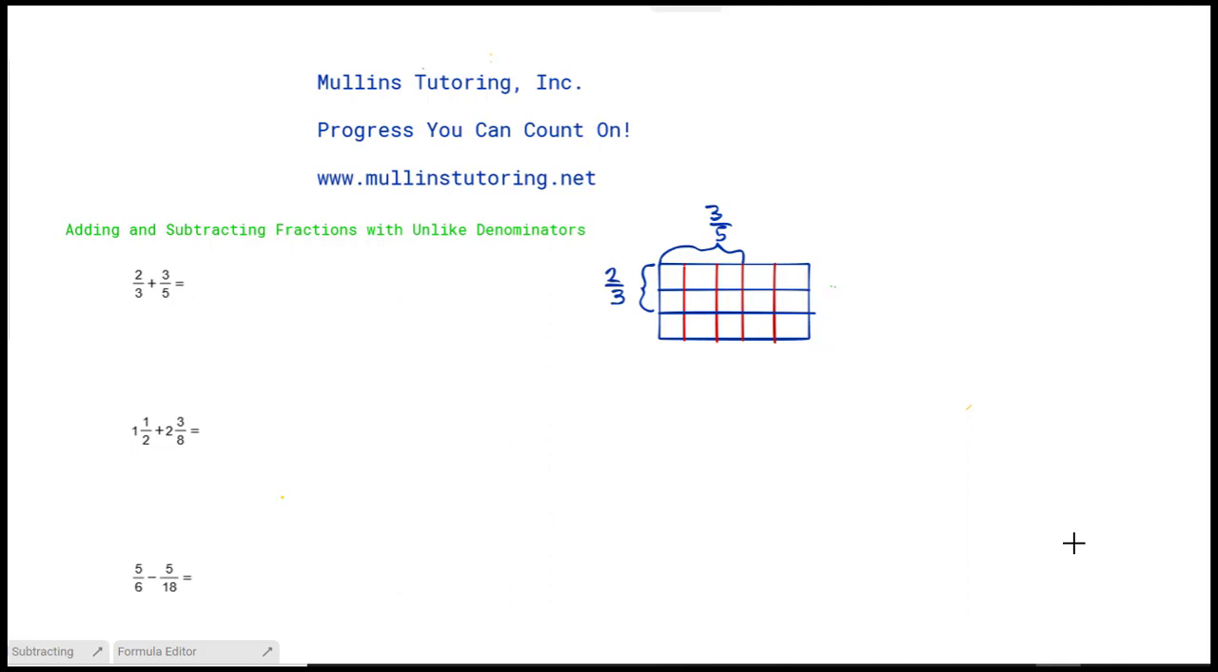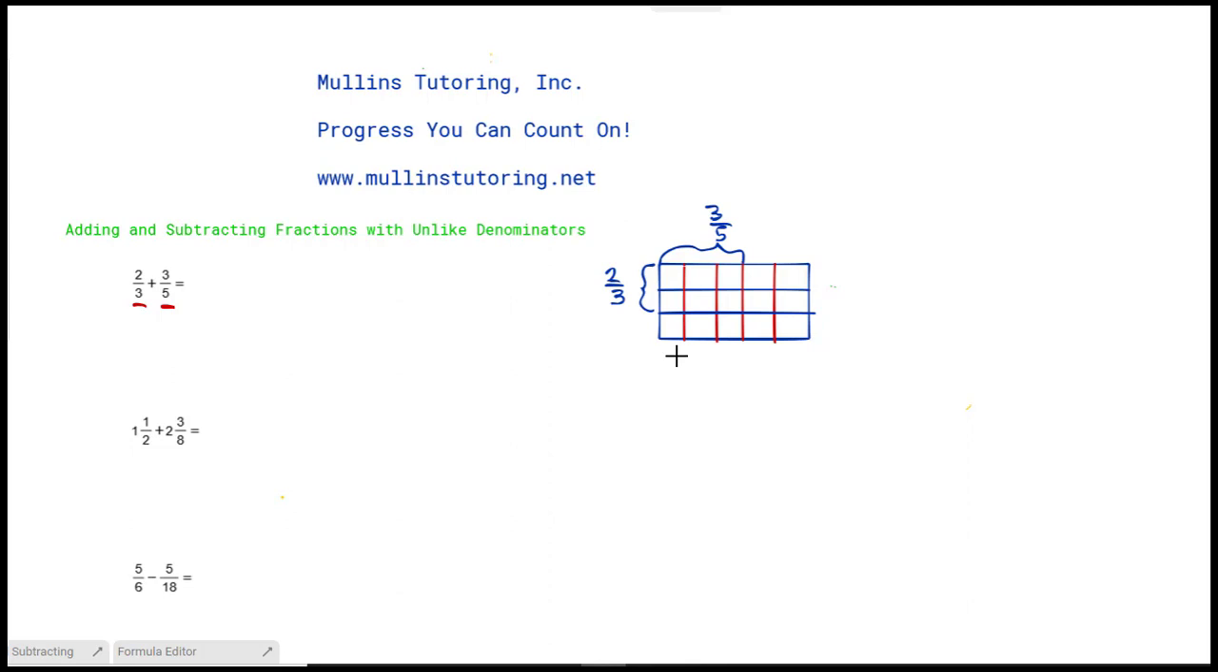I'm the owner of Mullins Tutoring Incorporated, and today I'm going to review adding and subtracting fractions with unlike denominators. Our first problem is 2/3 plus 3/5. So as we can see, we have two different denominators, and we have to create this common denominator in order to add them together.